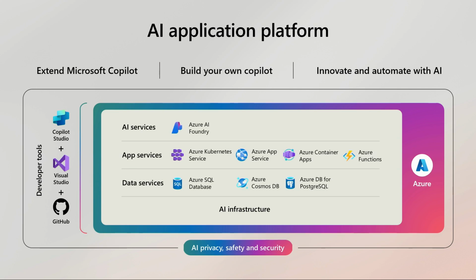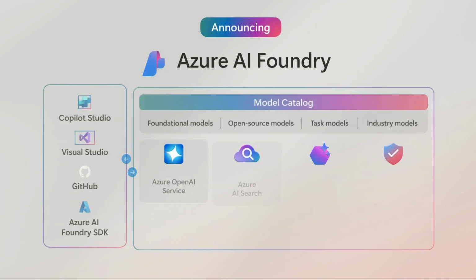The platform includes AI infrastructure, providing computing power with CPUs and GPUs, application services to deploy and scale your apps, foundation models from AI innovators across the industry, your own business data, and the developer tooling to build these solutions. All of this wrapped up in our industry-leading approach to AI privacy, safety, and security.